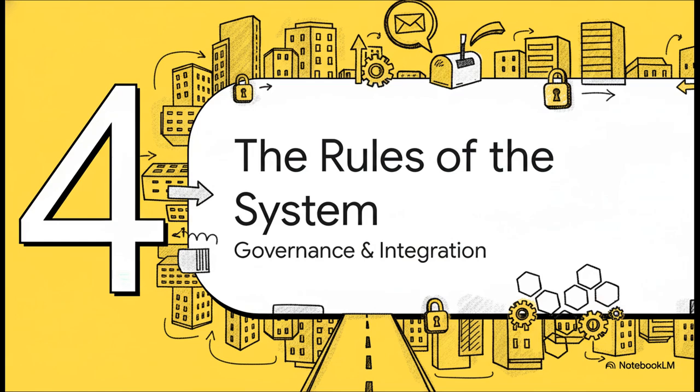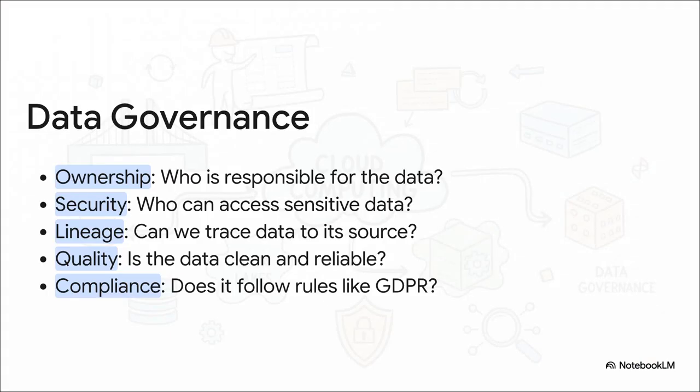A city isn't just buildings and roads. It needs laws, it needs traffic lights, and it needs a way for things to get from one place to another. This brings us to the rules of the system, data governance and integration. Data governance can sound a little boring, but it's what makes the entire system trustworthy. The architect has to define these rules. Who is actually allowed to see sensitive customer data? Can we trace this sales number all the way back to its source to make sure it's real? Can we actually trust the data we're using? Answering these questions is what separates a functional data city from chaos.